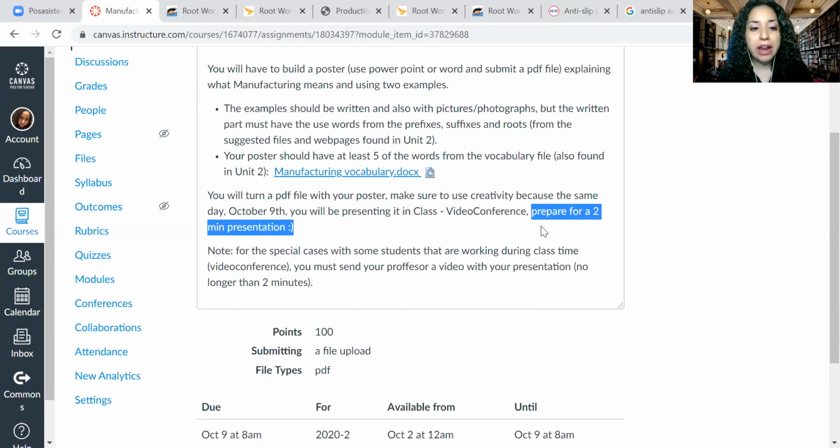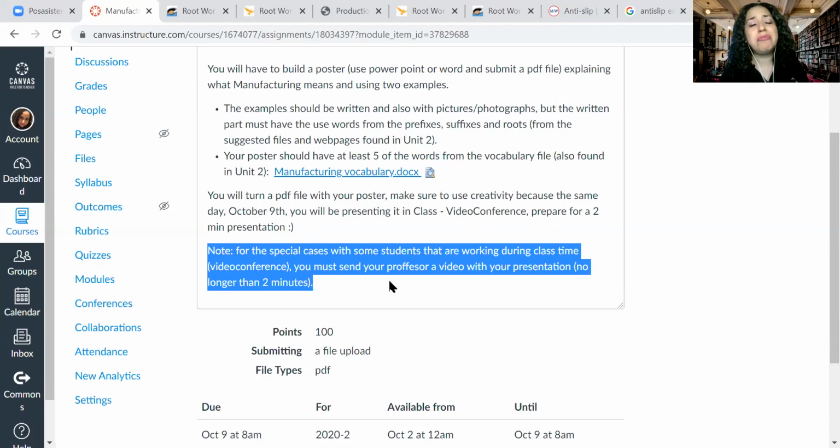You should prepare a 2-minute presentation. No longer than that and no shorter than that. I mean, we are not looking forward to seeing a 1-minute presentation. No, it should be around 2 minutes. There's a special note because, professor, I'm sick, I can't get in, I won't be able to get in, I'm working, or many excuses.